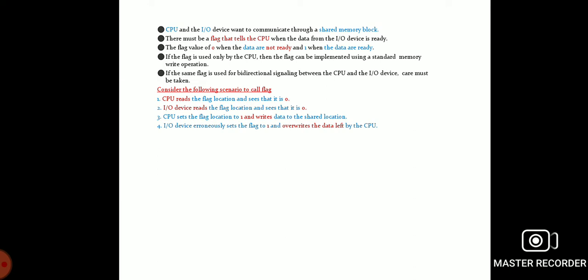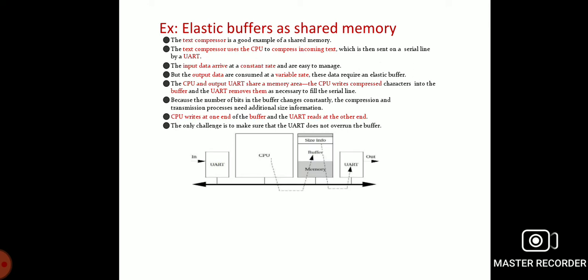Now we can move to the elastic buffer as shared memory. In memory, we have to share the data between the CPU and the input output, so many devices, peripheral input output devices. We are using the memory. Here the elastic buffer method is used. A text compressor is a good example of shared memory. What is a text compressor?